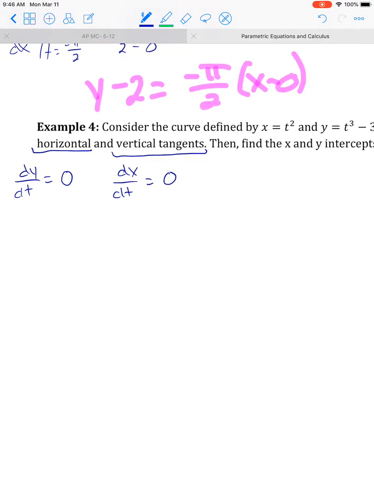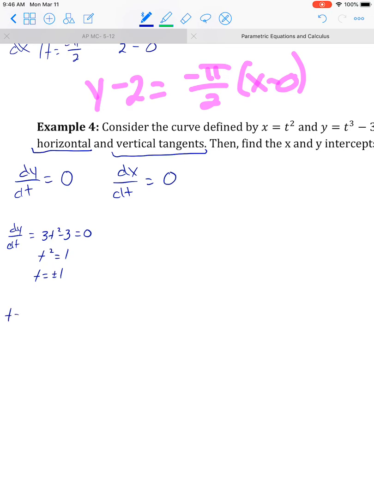So determine where it has horizontal and vertical tangents. So I want dy/dt to be 0. So the first thing is dy/dt. I've got to find it. So dy/dt looks like it's going to be 3t squared minus 3. So I need to set that equal to 0. So t squared equals 1. So t equals plus or minus 1. All right, now that doesn't answer the question. It says where it's horizontally tangent, t equals 1 and minus 1 is when.